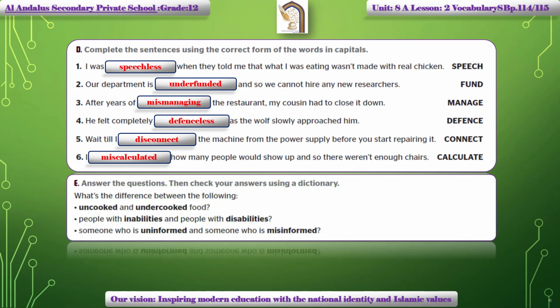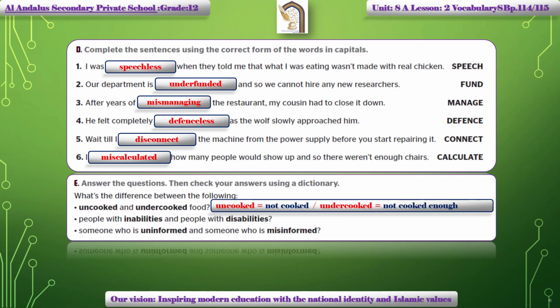Answer the questions, then check your answers using a dictionary. What's the difference between the following? So we have got different prefixes and how they differ in meaning. Uncooked and undercooked food. Gentlemen, uncooked food means it is still raw. It is not totally cooked. Undercooked means it is cooked but not sufficiently. So uncooked is not cooked. Undercooked means not cooked enough. Very good answer, gentlemen.